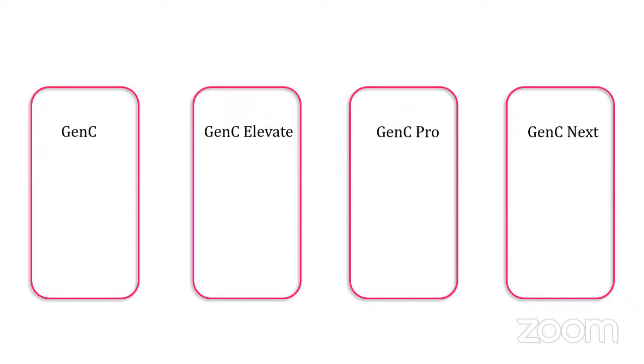So let us start with the differences in the respective packages. If we discuss the Cognizant GenC profile, it has a package of 4 lakhs per annum. If we go to GenC Elevate, then it has 4 lakhs per annum plus a skill bonus, which ranges from around 25,000 to 30,000. That is the package. GenC Pro is 5.4 LPA, and GenC Next is 6.75 lakhs per annum.